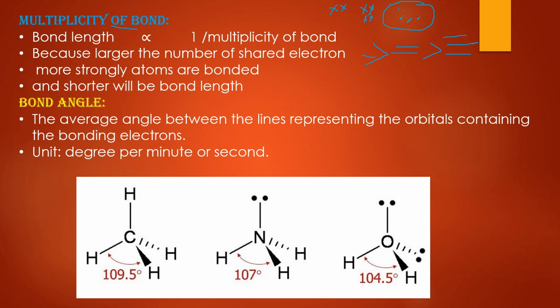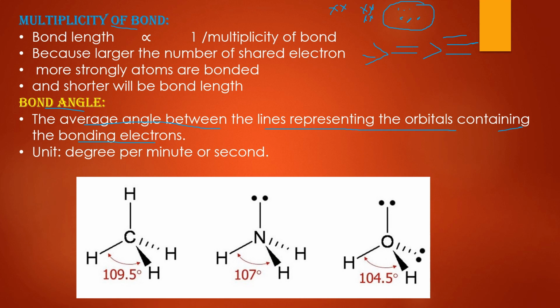We can take the example of carbon. Carbon single bond length is nearly 154 picometer, double bond is less than that, and triple bond is less than that also. Now the next is bond angle. First of all, you should know the definition of bond angle: the average angle between the lines representing the orbitals containing the bonding electrons.